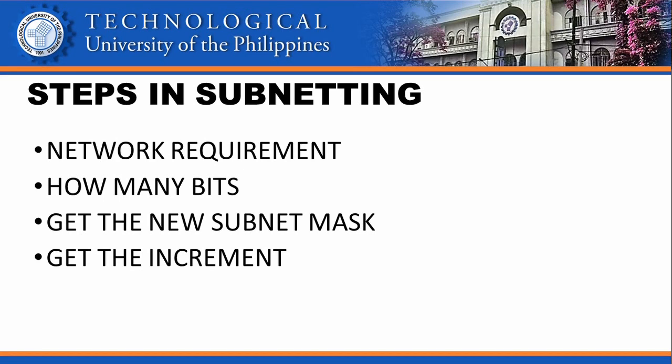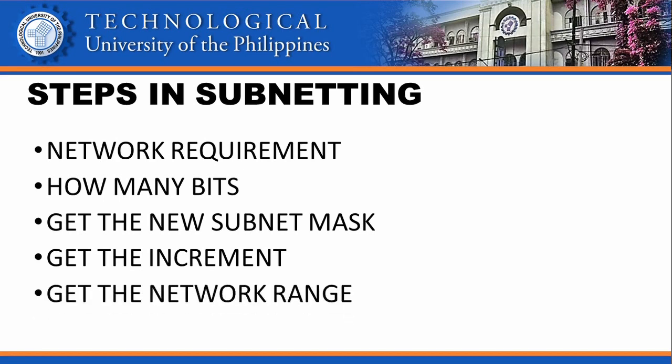And last step natin is to get the network range. Paano kinukuha yung network range? May steps din tayo dyan, sub-steps. First is to copy the classful network address. Second is to add the increment to the octet where the subnet mask stops. So, malalaman natin kung saan nag-stop yung subnet mask natin depending dun sa long format natin, from step number 3, which is get the new subnet mask. Hindi pa natin mag-gets lahat ngayon, pero sige, gamitin tayo ng example para mas maintindihan natin kung paano nagsasubnet.